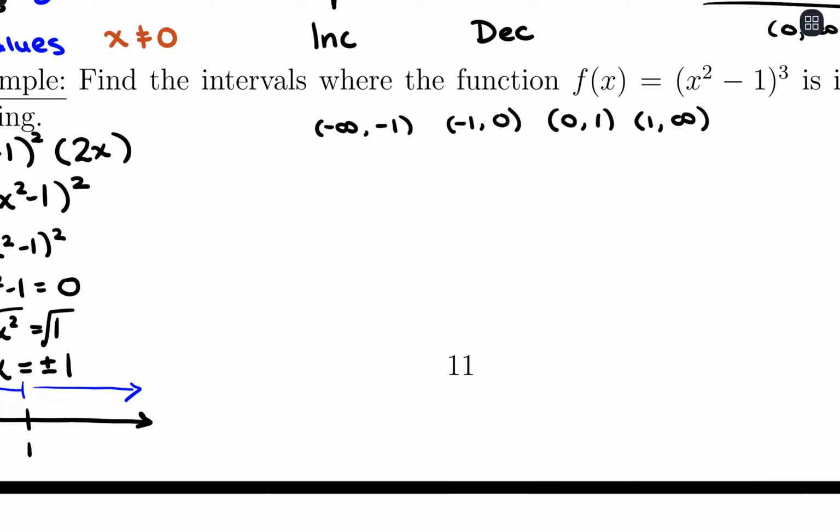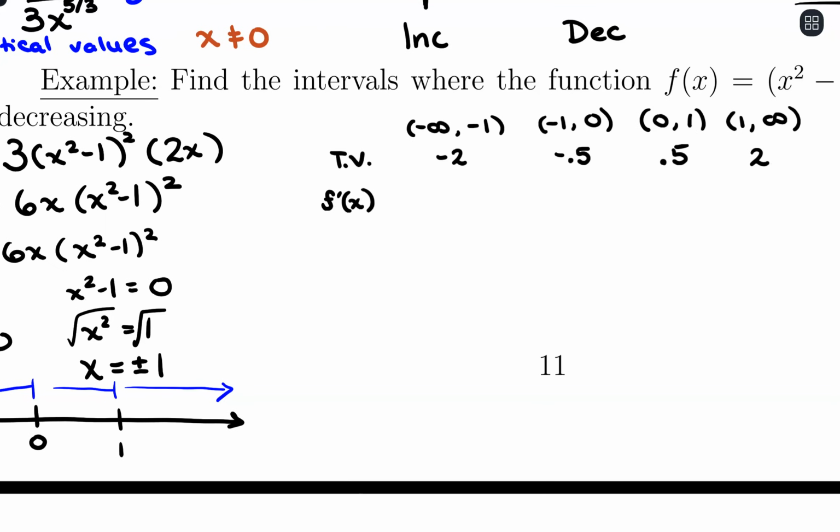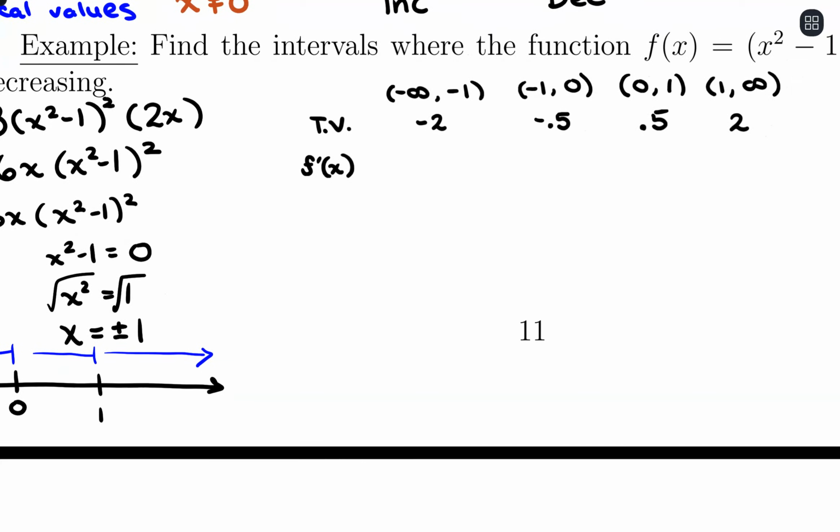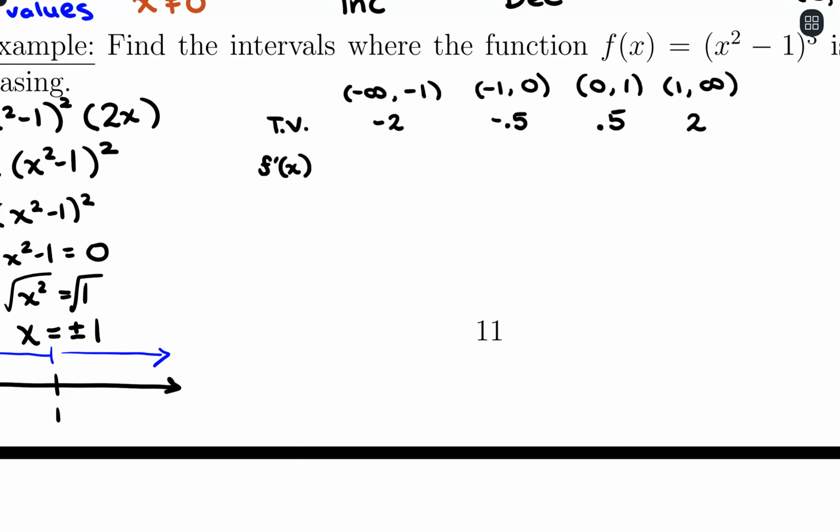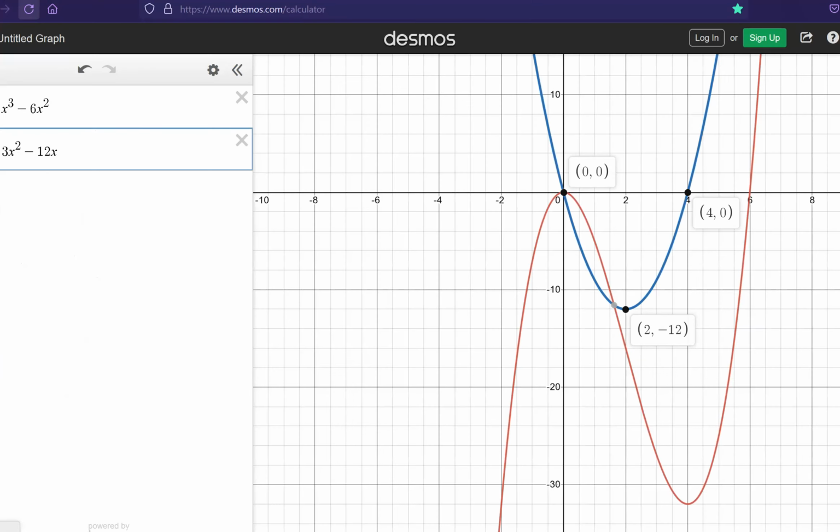All right, our test values. Between -infinity and -1, let's use -2. For -1 to 0, how about -0.5? For 0 to 1, how about +0.5? For 1 to infinity, how about +2? Okay, so I want to plug all of these into f prime of x, and what we can do is use the calculator to help us out. Again, we're only interested in positive or negative, so let's go to our scientific calculator.